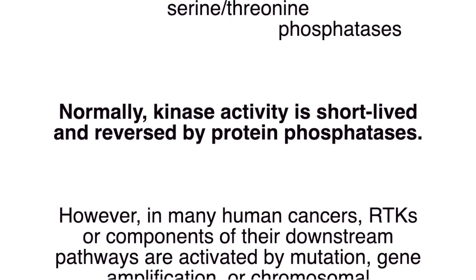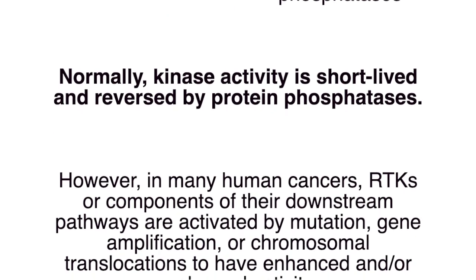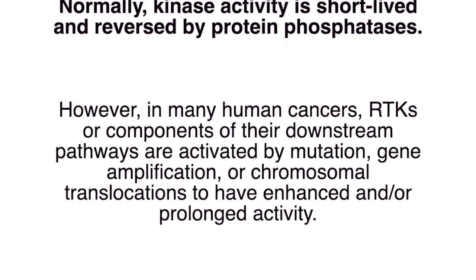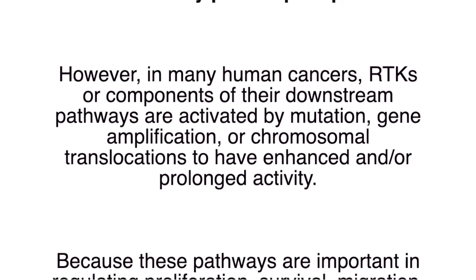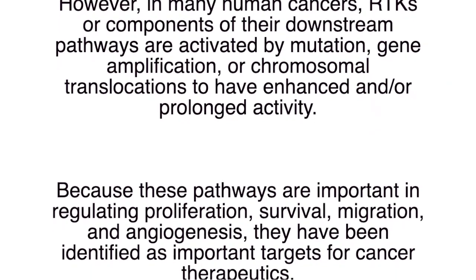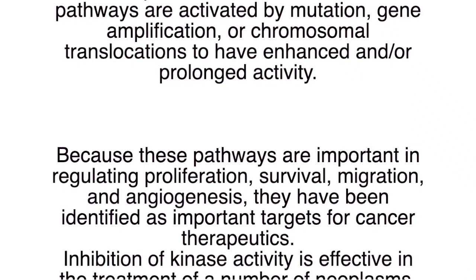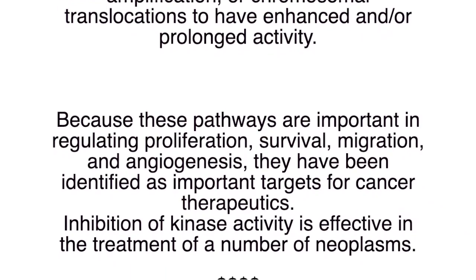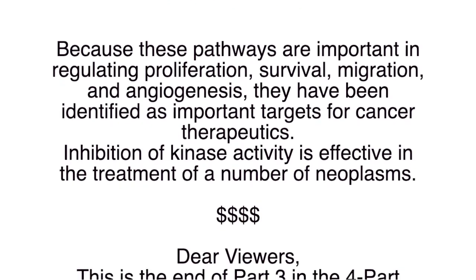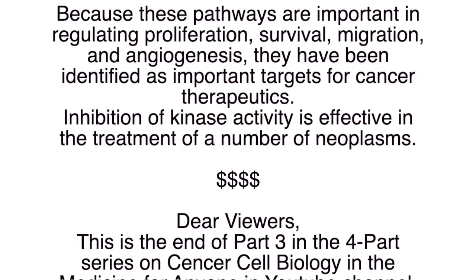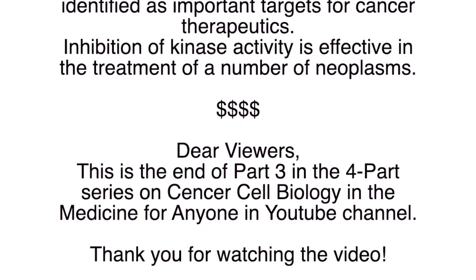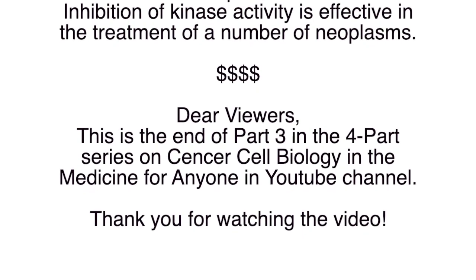Normally, kinase activity is short-lived and reversed by protein phosphatases. However, in many human cancers, RTKs or components of their downstream pathways are activated by mutation, gene amplification, or chromosomal translocations to have enhanced and or prolonged activity. Because these pathways are important in regulating proliferation, survival, migration, and angiogenesis, they have been identified as important targets for cancer therapeutics. Inhibition of kinase activity is effective in the treatment of a number of neoplasms.